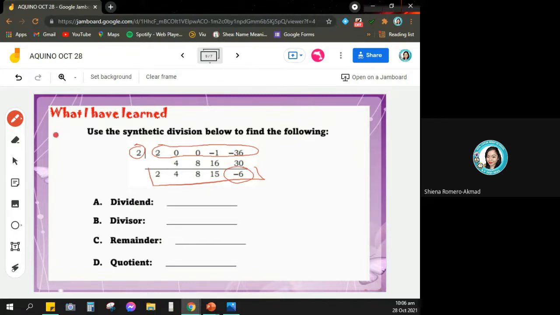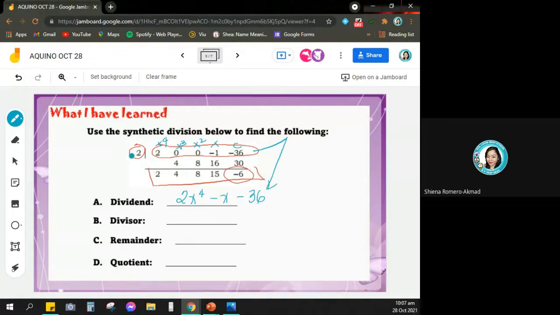Sa dividend, wala tayong remainder, of course. So, this is the constant. This is x. This is x squared. This is x cubed. This is x raised to 4. So, we have 2x raised to 4 plus, ay minus pala. Ulitin ko lang yung pagsusulat ko at napakapangit. We have 2x raised to 4 minus x minus 36. Ito siya. Okay?